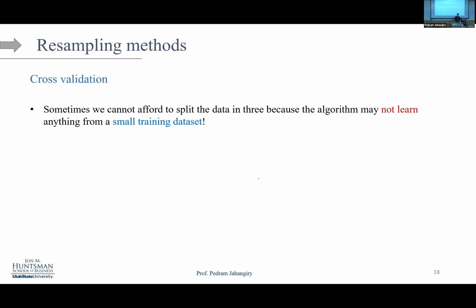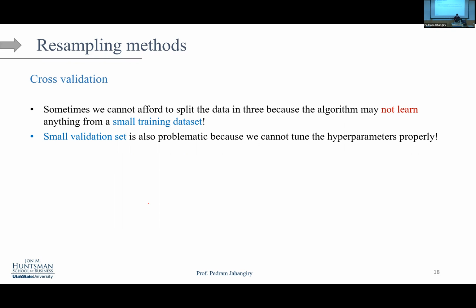So the solution is cross-validation, but let's go through the bullet points. Sometimes we cannot afford to split the data in three sections because the algorithm may not learn anything from a small train set. Remember, the algorithm is going to learn from the train set. If the train set is small, it's not going to learn anything. Then a small validation set is also problematic. Why? Because we cannot tune the hyperparameters properly. Does that make sense? So what's the solution?